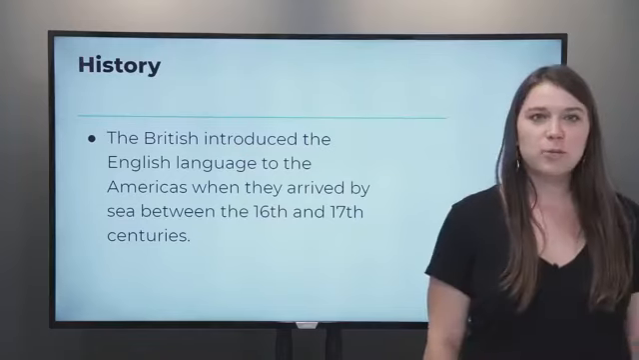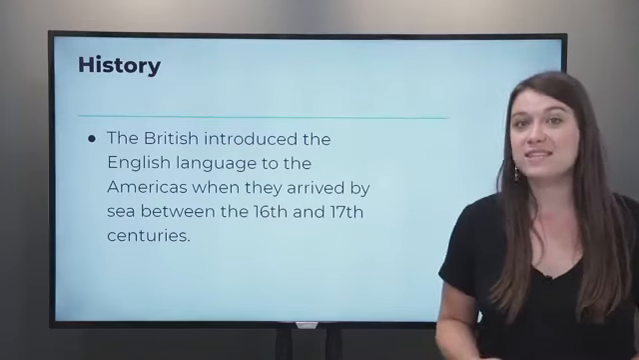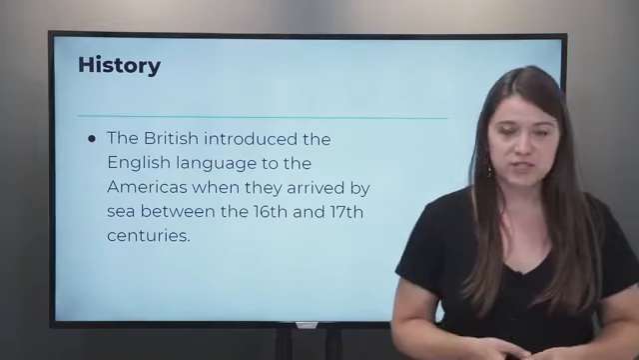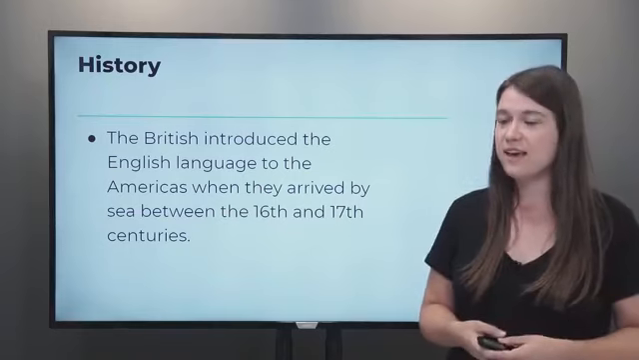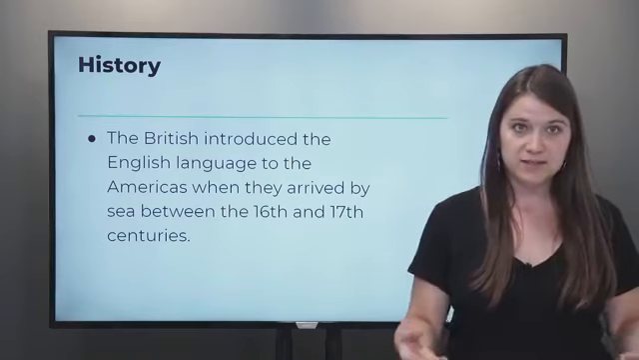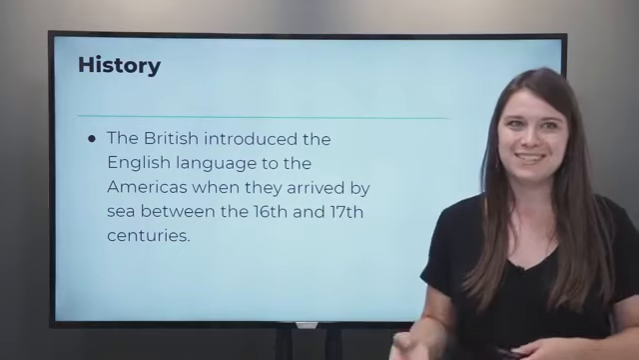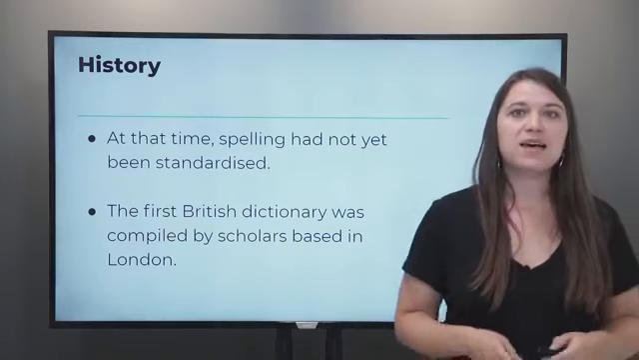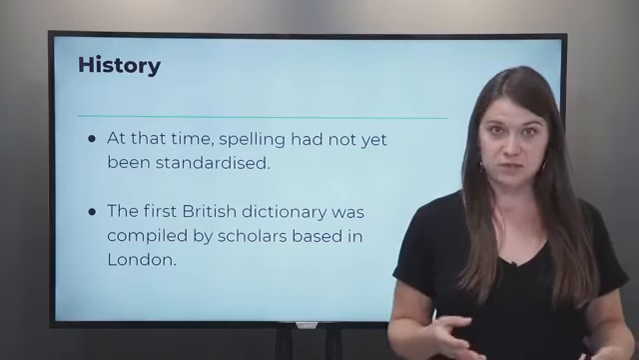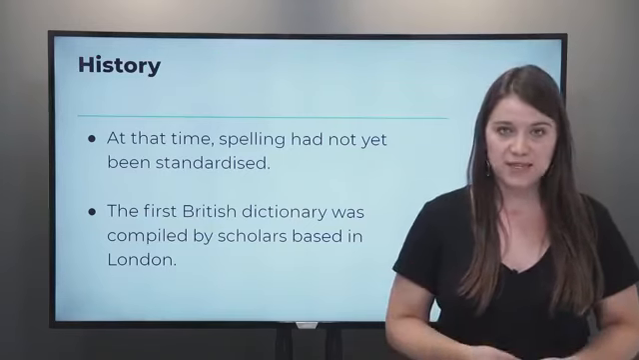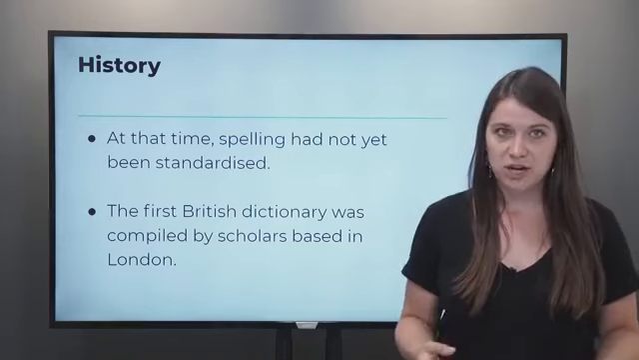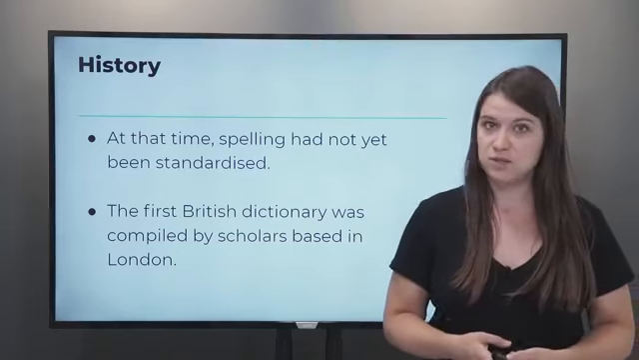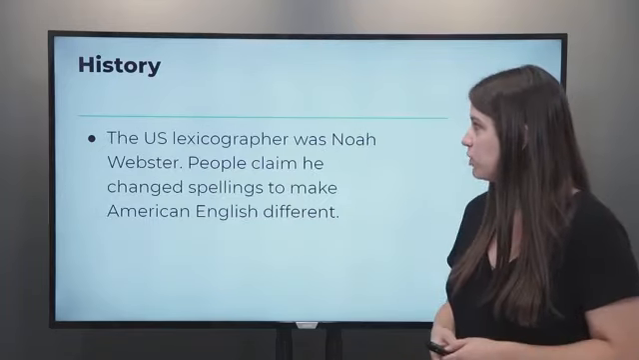All right, let's look a little bit at the history so we understand why these differences exist. The British introduced the English language to the Americas when they arrived between the 16th and the 17th centuries, okay? And at that time, spelling had not yet been standardized, so people spelled things in different ways. The first actual British dictionary was compiled by scholars based in London, so the original English was the British version, okay?